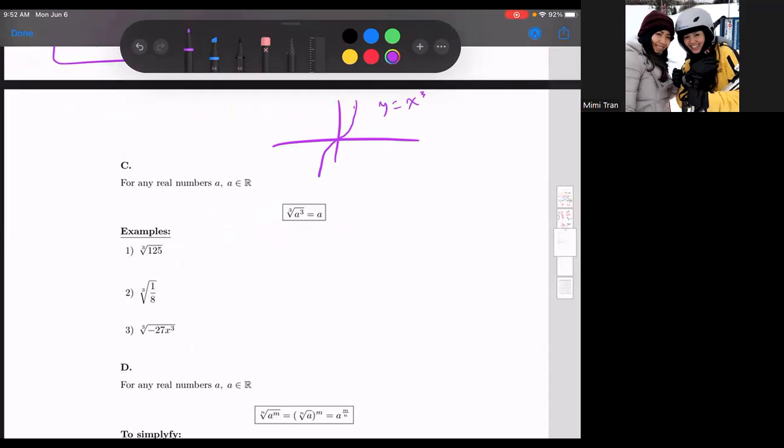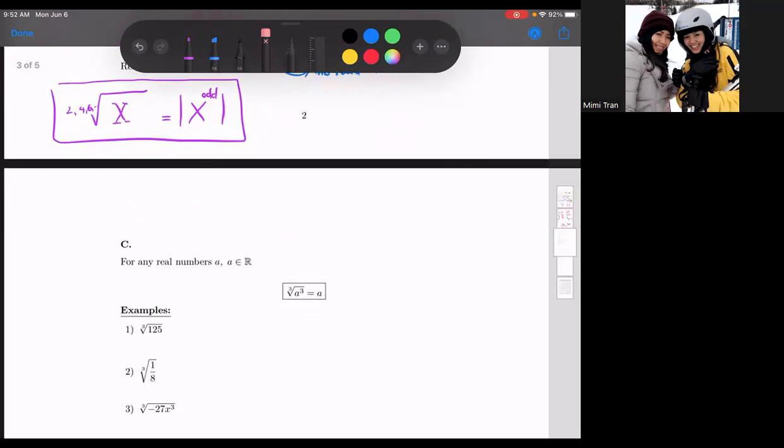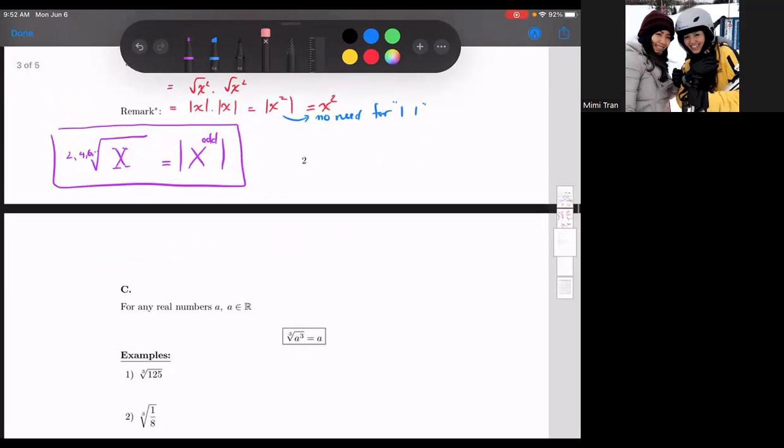What is the domain and range? What's the domain first? From left to right, what do you see? Yeah, all real numbers. What about the range, the height? Also all real numbers, right? So it's a very easy going function, y equals x cubed.